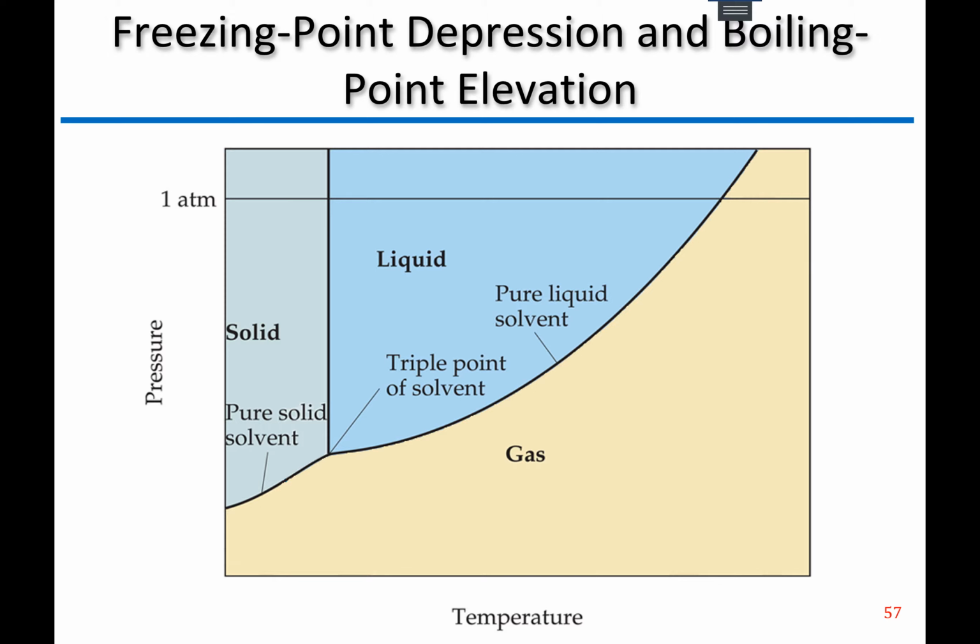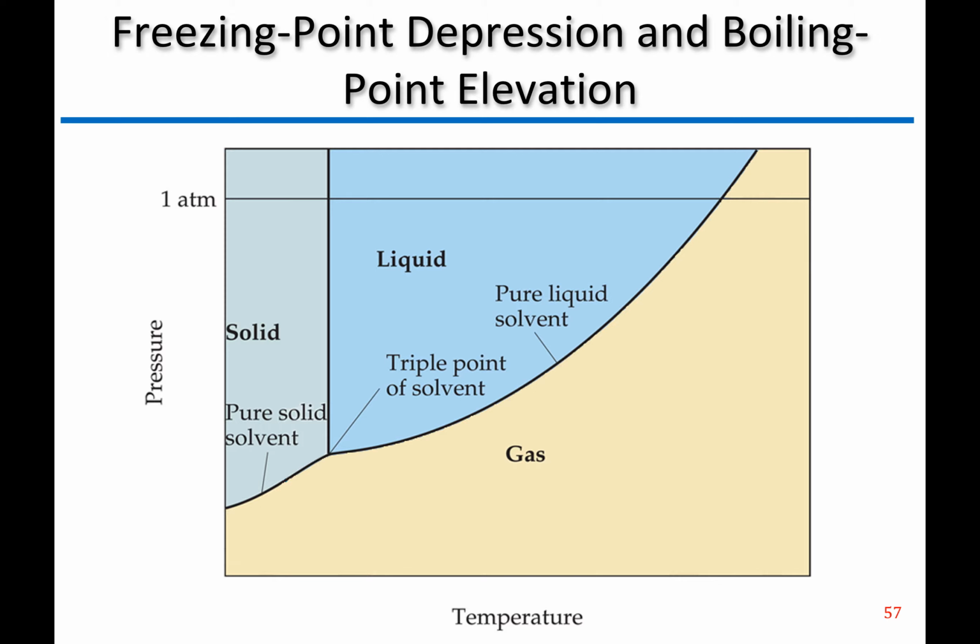Okay, the next set of properties we'll talk about will be freezing point depression and boiling point elevation. So we have in this slide a normal phase diagram where we can look at how pressure and temperature affect the phase of a material, going from solid, liquid to gas, for instance.